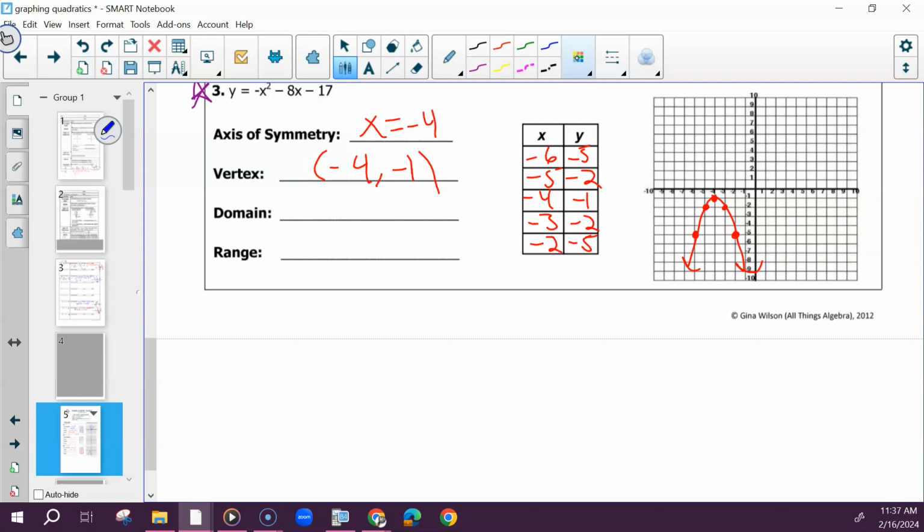Remember that the domain is not changing. It's going to be negative infinity to positive infinity. But your range, if we're looking from lowest to highest, since this is now flipped upside down, this is going to keep going down forever and ever towards negative infinity. And then where's your highest point? -1. So this is going to be everything below -1. So you can say y is less than or equal to -1, or we can say this starts at negative infinity and ends at -1.